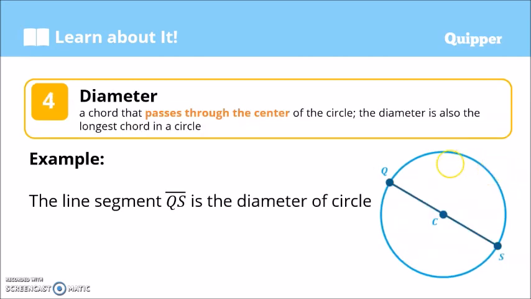Next part is the diameter. When we say diameter, it is a chord that passes through the center of the circle. So, the diameter is also called the longest chord in a circle. Diameter passes through the center. So, we have here point Q and point S. Tapos, dumaan siya sa point C, which is the center of the circle. So, this chord right here is the longest chord in this circle. And this is called the diameter. So that's the line segment QS. That's the diameter of the circle.